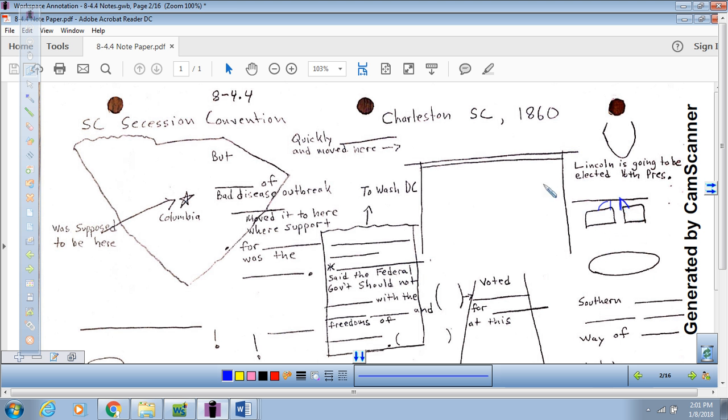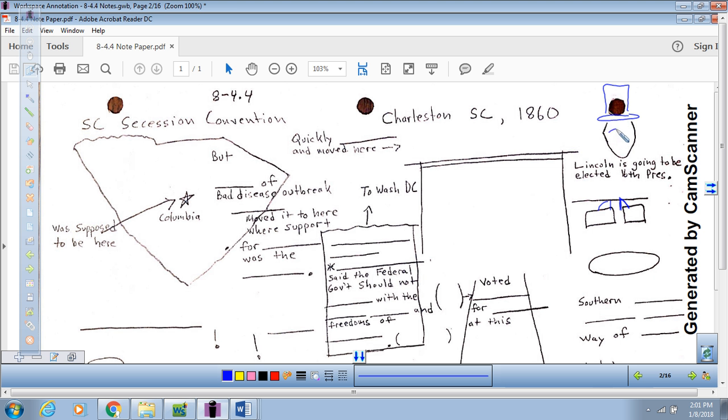What's the president? Yes. And what causes South Carolina and the rest of the states that rely on slaves for their economies is the election of an anti-slavery president. And that anti-slavery president was elected in 1860.